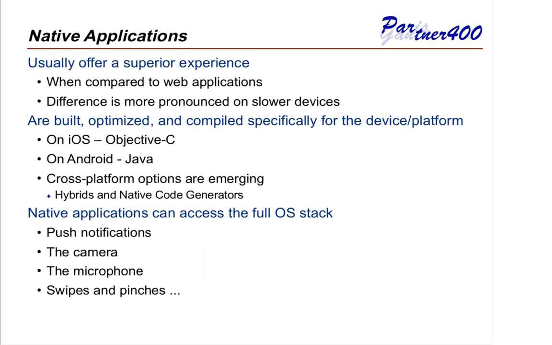Native applications are usually a superior experience, but if you're developing for iOS, you're writing in Objective-C. If you're developing for Android, you're writing in Java. There are some cross-platform options emerging, but generally speaking, this is where all the development is done. A native application can, however, access the whole stack: push notifications, camera, microphone, swipes, pinches. It can see everything. Everything you can do on that device, it can handle.